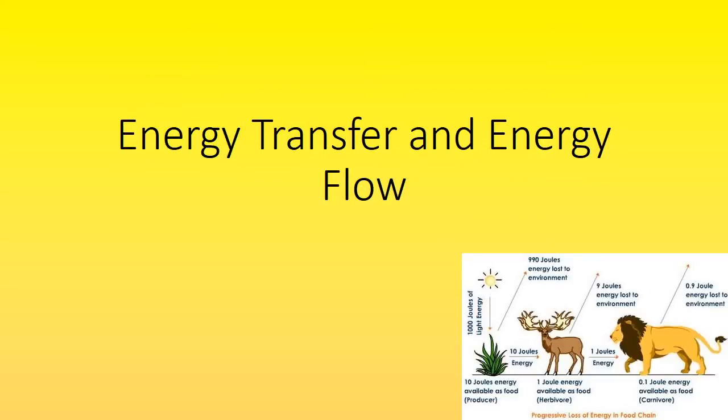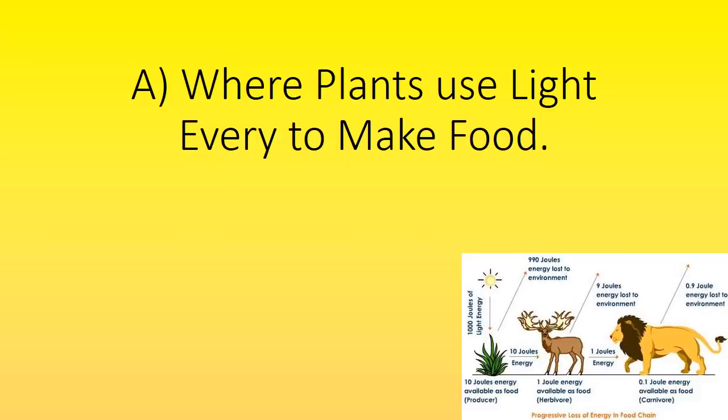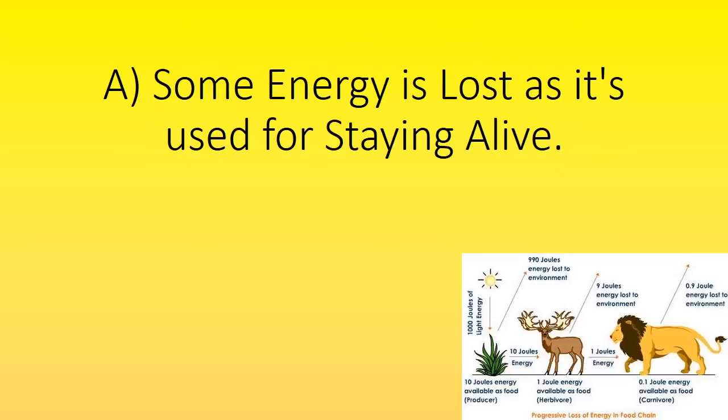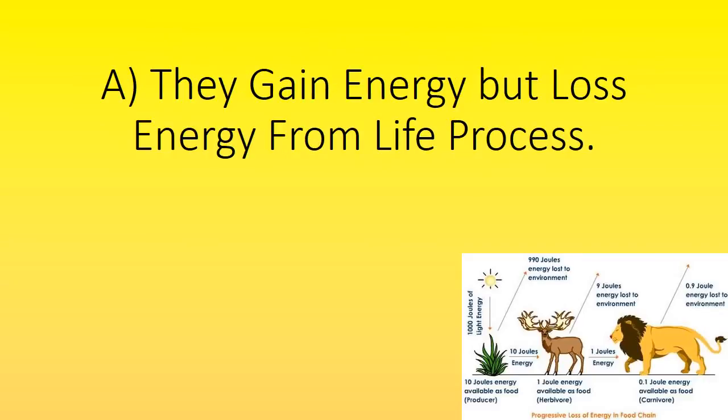Energy transfer and energy flow. What is photosynthesis? When plants use light to make food. What happens to the light energy when an animal consumes a plant? Some energy is lost as it's used for staying alive. What happens when another animal consumes this animal? They gain energy but lose energy from the life process.